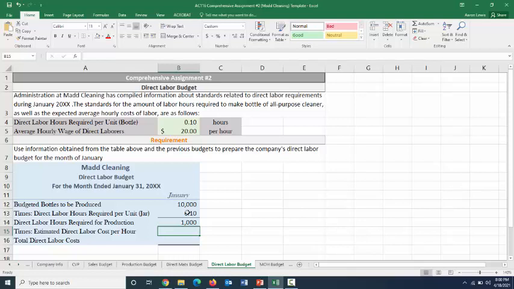And if our employees are working 1,000 hours during the period, well, we can figure out how much we're going to pay in labor costs in total by taking that 1,000 hours and multiplying it by what we're going to pay our employees per hour. And given in the information, Mad Cleaning's employees are going to make $20 per hour, which means that to pay our employees to work the 1,000 hours necessary to produce the number of units we need to get to our target level of income, we're going to have to pay them $20 per hour, which means our total direct labor costs for the month of January 20XX are going to be $20,000.